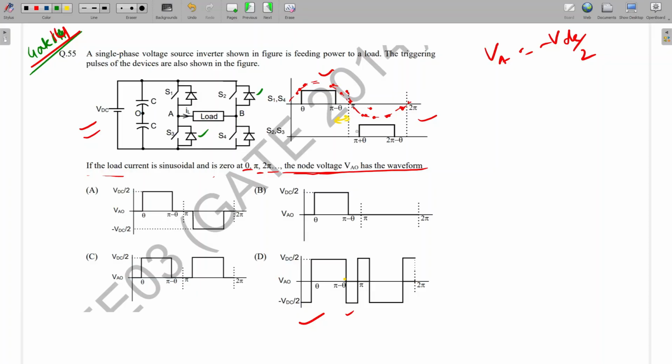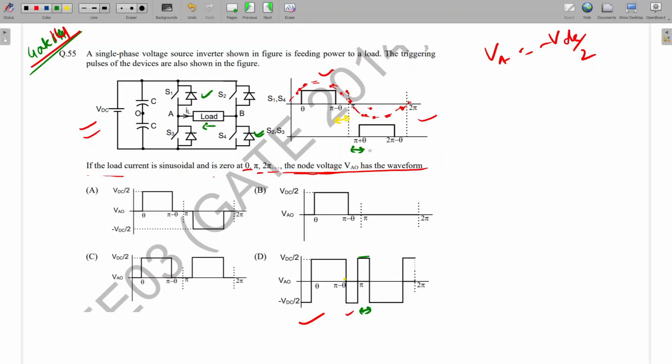If you see after pi to pi plus theta, so pi to pi plus theta, current is negative. None of the switches are working. So which diode will conduct? Anyone tell? Sir, S2 and S3. Now see, current is negative here, so it will flow in this direction, but none of the switches are triggered. So that current will be taken care by this diode and this diode. Is it correct? Here, this duration, output voltage will be plus VDC by 2.